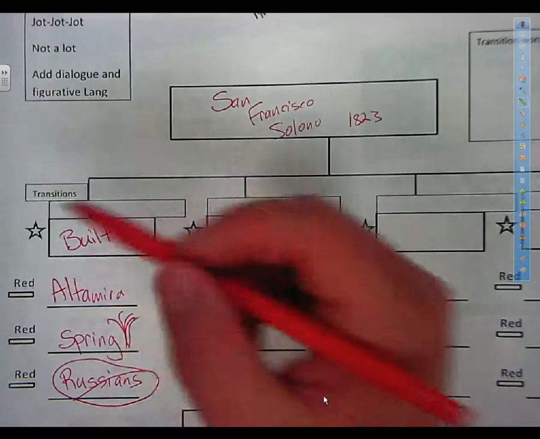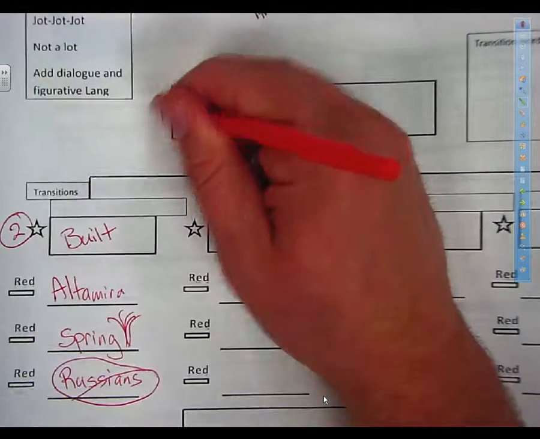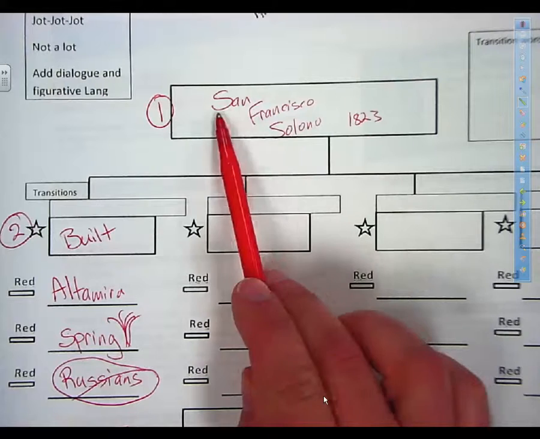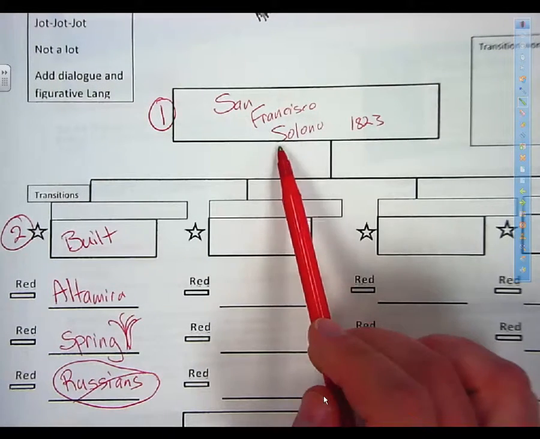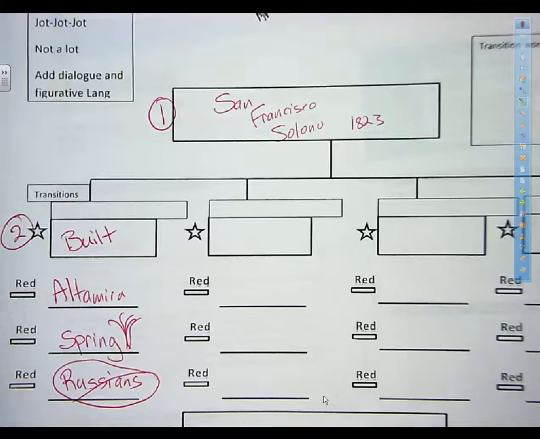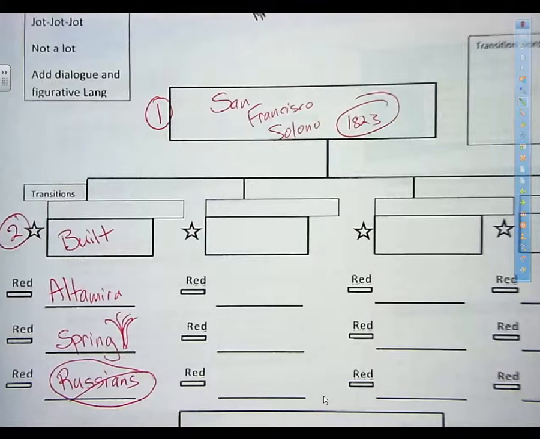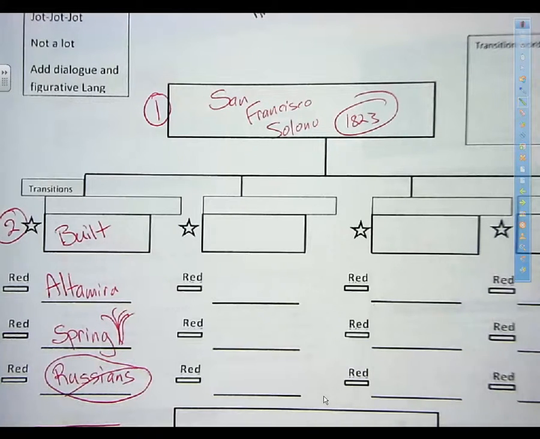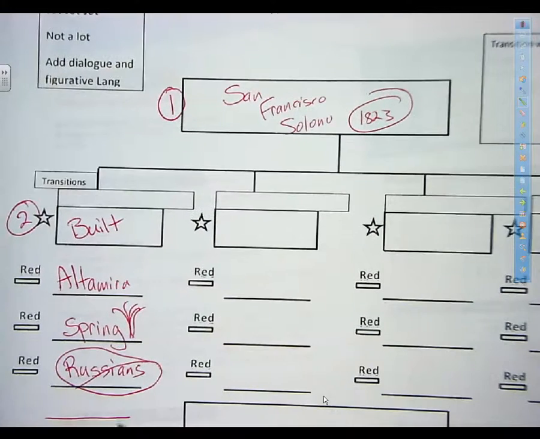Okay, so this is actually my second paragraph that I'm working on. My intro paragraph is going to be right up here where it just introduces San Francisco Solano. So you're going to write down the name of your specific mission, whether it's Solano or San Juan Capistrano or Santa Cruz or any of the 24 missions that are out there. And if you want to jot down any other little pieces of information you might want to add in there, you can do that. This mission was built in 1823. So right here I've got enough information to do my first paragraph and my second paragraph.